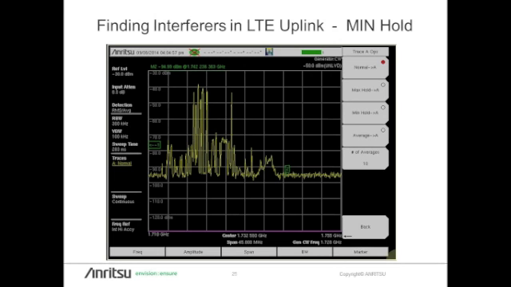So I'll keep my fingers crossed here. This is a little video, so hopefully it works okay. And what you see right now on this chart is a traffic signal. This is LTE uplink. And there is an interferer in that, but it's really impossible to identify unless you have a minimum hold capability on your spectrum analyzer.